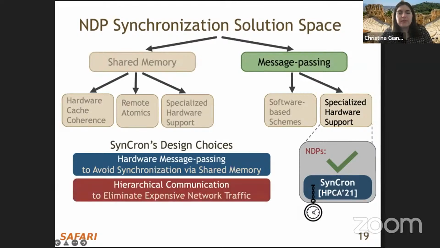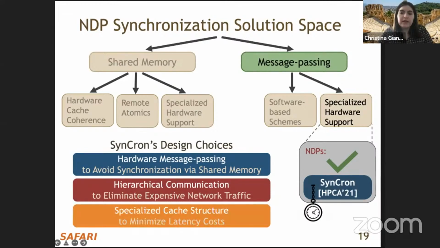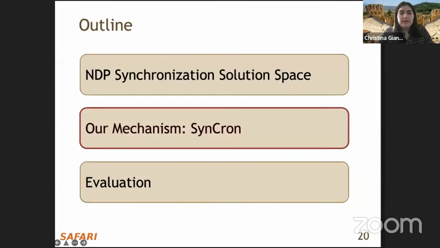SynCron eliminates the expensive traffic across NDP units of the system by implementing a hierarchical synchronization scheme. And finally, SynCron avoids using main memory to access synchronization variables by buffering all these variables in a specialized cache memory structure in order to minimize the latency cost. Let's now take a look at SynCron's design and how we address all issues related to synchronization in near data processing architectures.